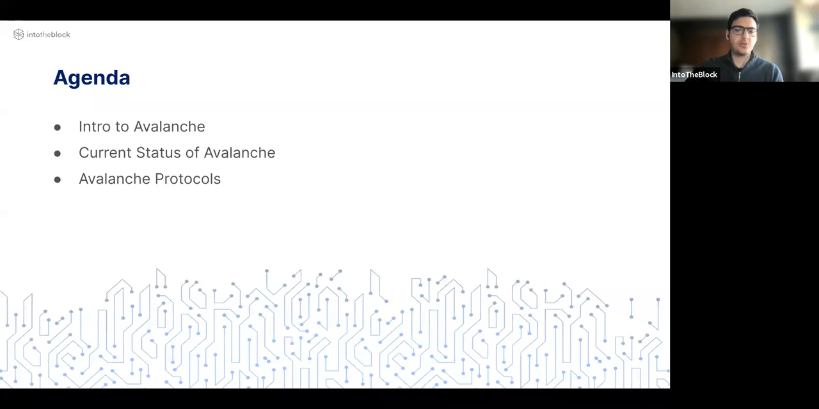For today, we'll start with a bit of an introduction of Avalanche, how it works, its consensus, and how it differentiates from other smart contract platforms. Then the current status of Avalanche, diving through a lot of the metrics that we just recently released, and finally we'll look at the ecosystem, some of the most noteworthy protocols within it.